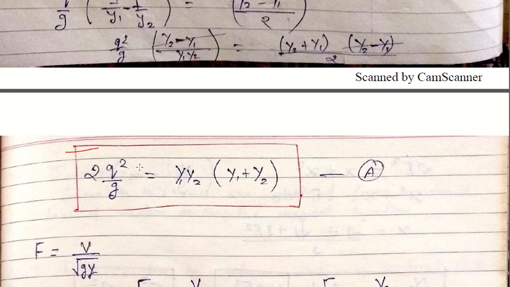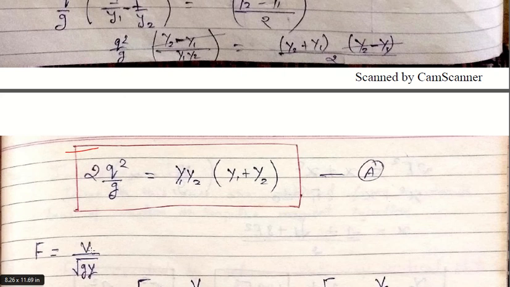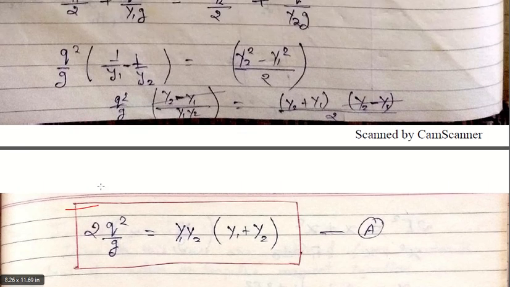Okay, so we know the Froude number. Froude number F equals velocity over root of g y. Now the expression will be continued in the next lecture.